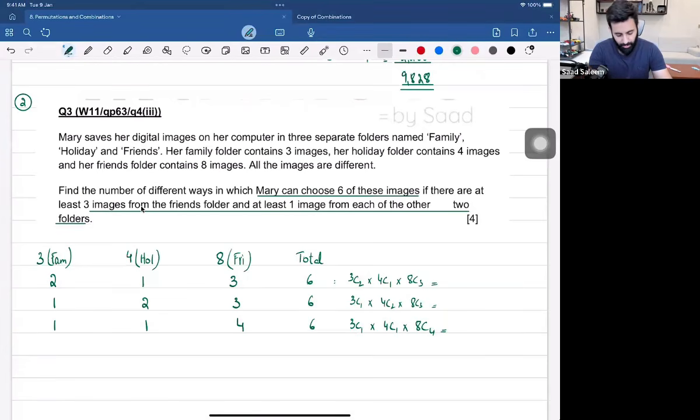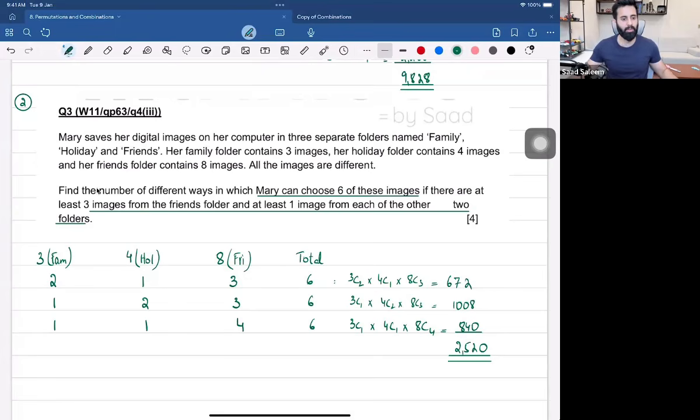So 3C2 into 4C1, which is 4, into 8C3, so that's equal to 672. Okay, and then 3C1, which is 3, into 4C2, whatever that is equal to, into 8C3, that is equal to 1008. And the last will be equal to 12 into 840. There you go. Okay, so let's add them up. 1008 plus 672 plus 840, we get 2520. So 2520 is the answer.